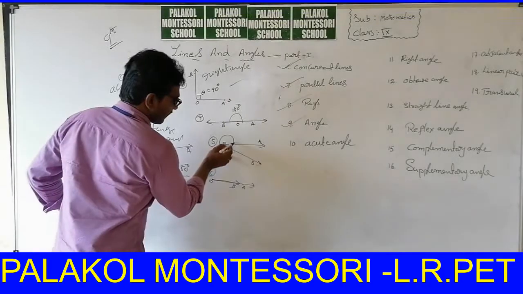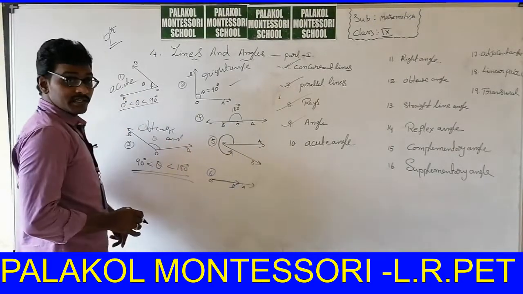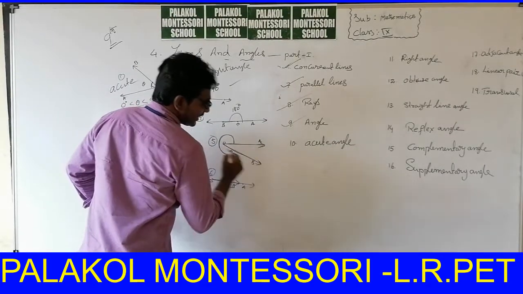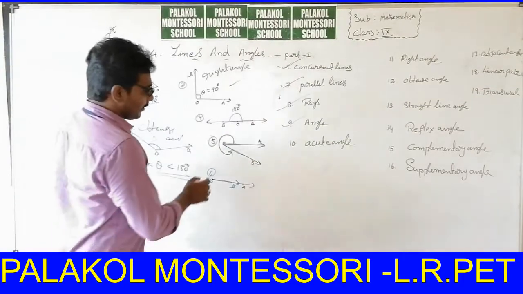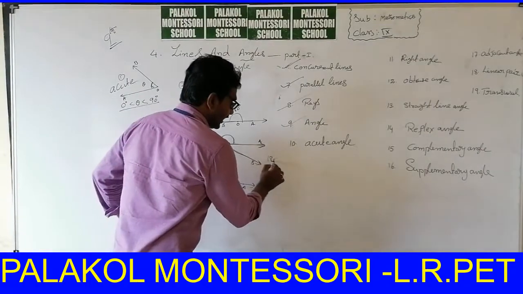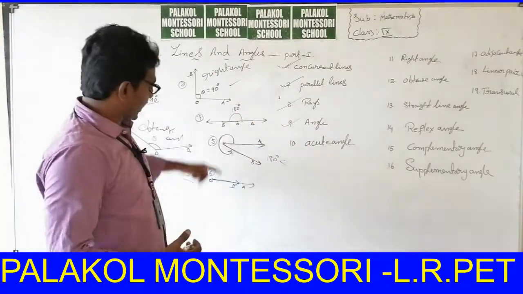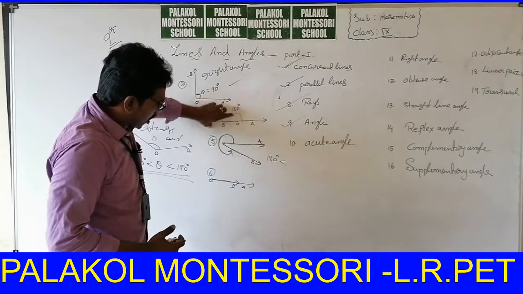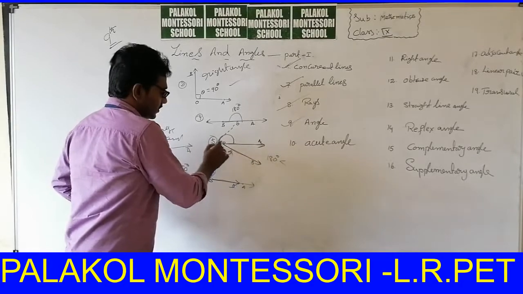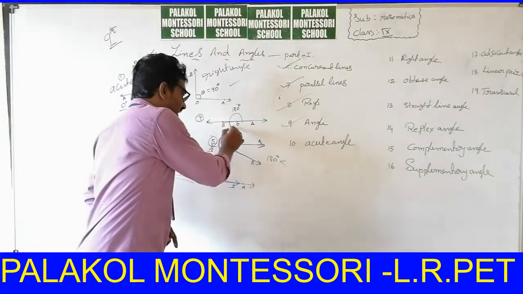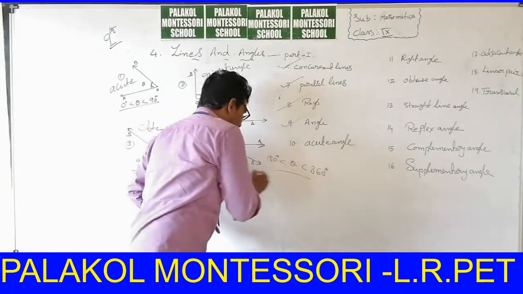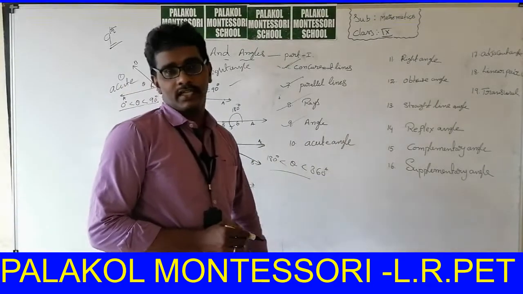Next one, guys, see, this is a reflex angle. How to define the reflex angle? You know that OA is the initial ray and OB is the terminal ray. So the terminal ray is above 180 degrees and below 360 degrees. Above 180 degrees, guys, it crosses it, and OB goes down like this. The angle increases above 180 and is less than 360 degrees. This type of angle is called a reflex angle.